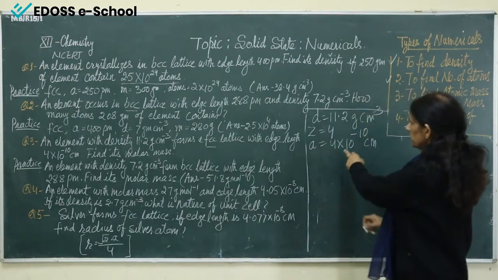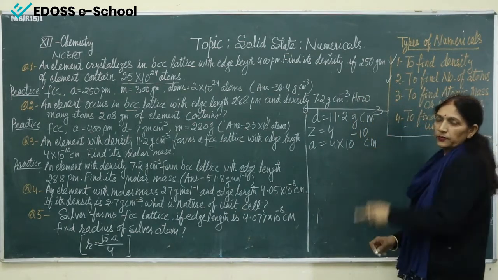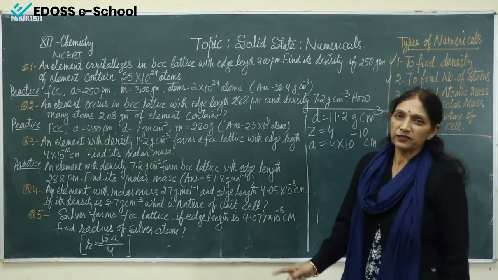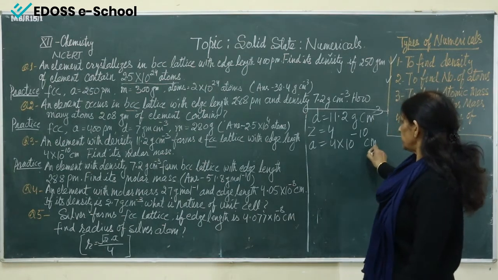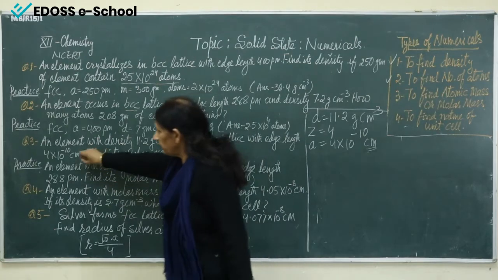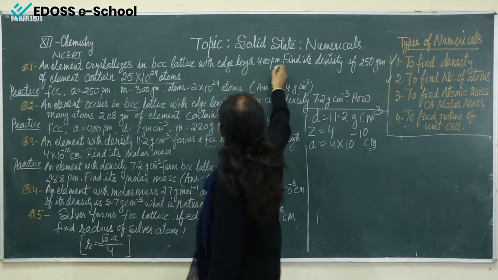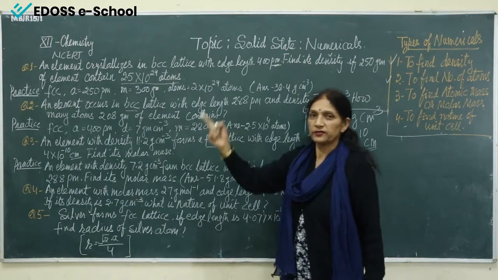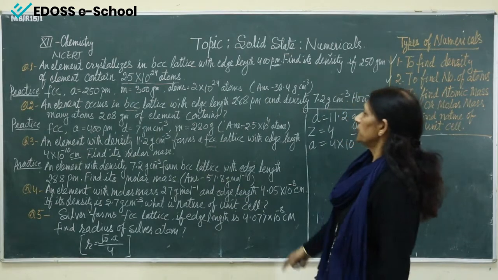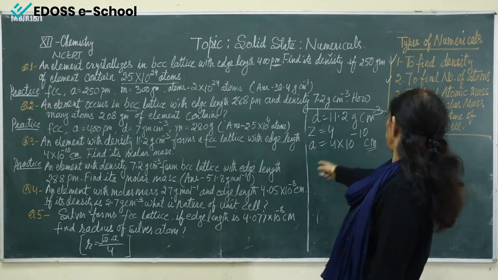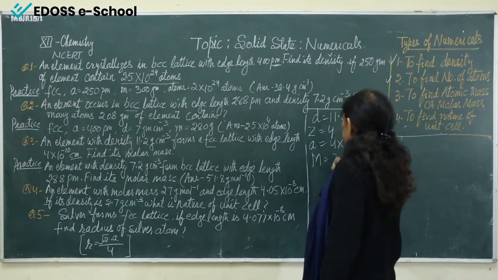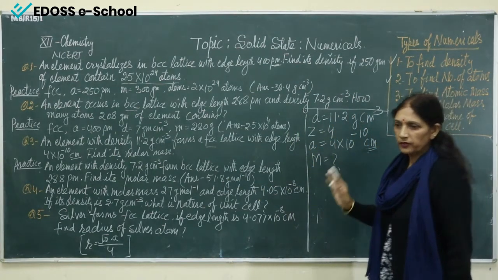Now see here, this is in centimeter, so there is no need to multiply it by 10 raised to power minus 10, remember it. There is no need to convert it because it is already given in centimeter. In the earlier question it was given in picometer. So this is the difference between picometer and centimeter. And we have to find its molar mass, M. This was the question. Very easy question.